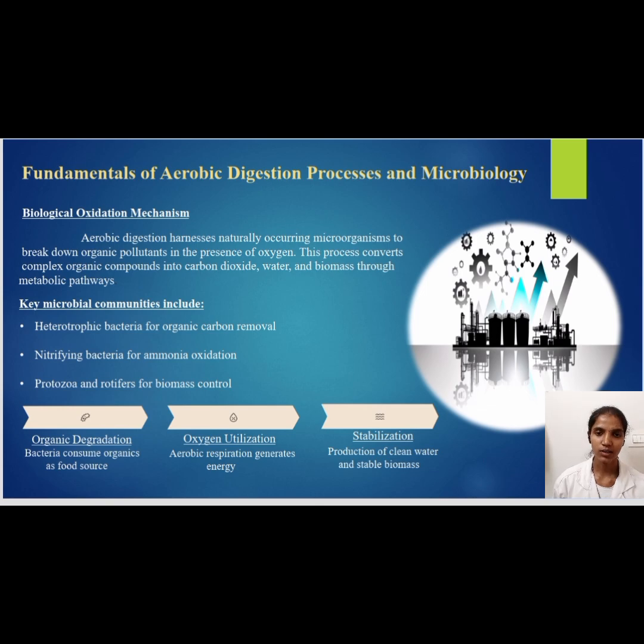And the third slide, how aerobic digestion works. Aerobic digestion uses microorganisms plus oxygen to clean wastewater. Microbes involved: heterotrophic bacteria break down organic pollutants. Nitrifiers convert ammonia into safer forms. And third, protozoa help keep the system balanced. Simple idea: first, microbes eat the pollution, next they use oxygen to grow, and third, they turn waste into carbon dioxide, water and stable sludge.